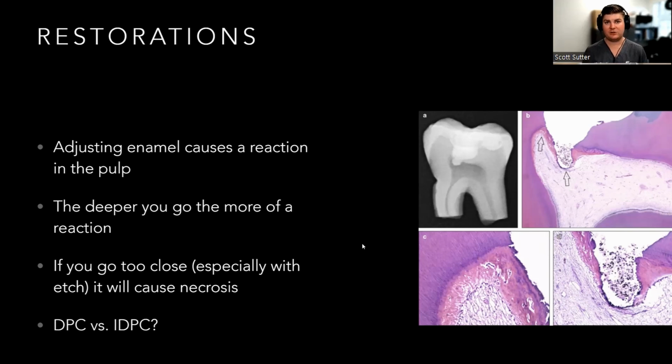You do not want to expose the pulp if you cannot get to it, which leads us to the question of, do we want to do direct pulp caps or indirect pulp caps? If you can avoid it, do not expose the pulp. That would be my recommendation. There has been some really good literature about selective caries removal, about leaving some decay. And with the new techniques we have, there's some really cool things you can do. There is a new product out. Have any of you heard of Activa?